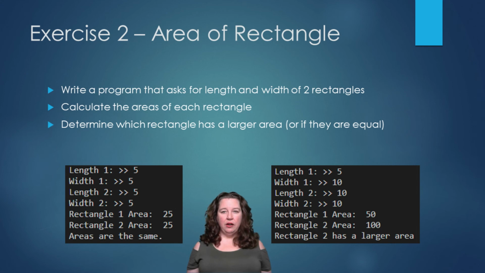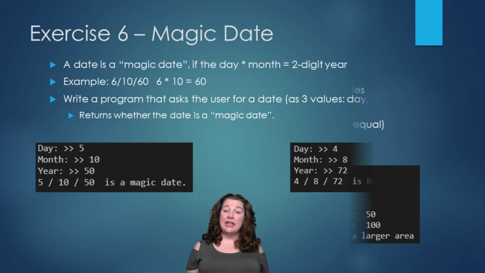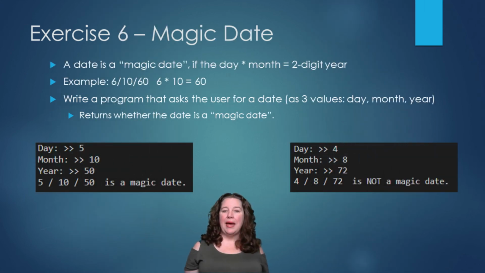So you're going to print out the area of both, and then you're going to say, rectangle 1 was bigger, rectangle 2 was bigger, or they're both the same. A couple of different options that you have there, so you want to check those. That's your exercise 2. For exercise 6, we have a concept of a magic date.